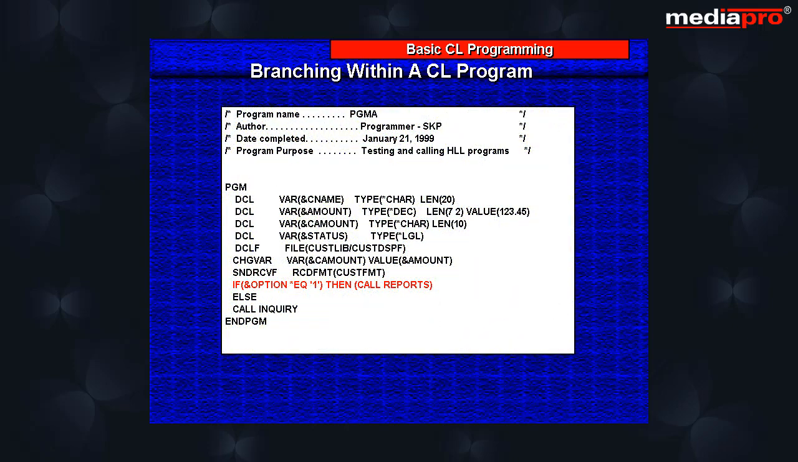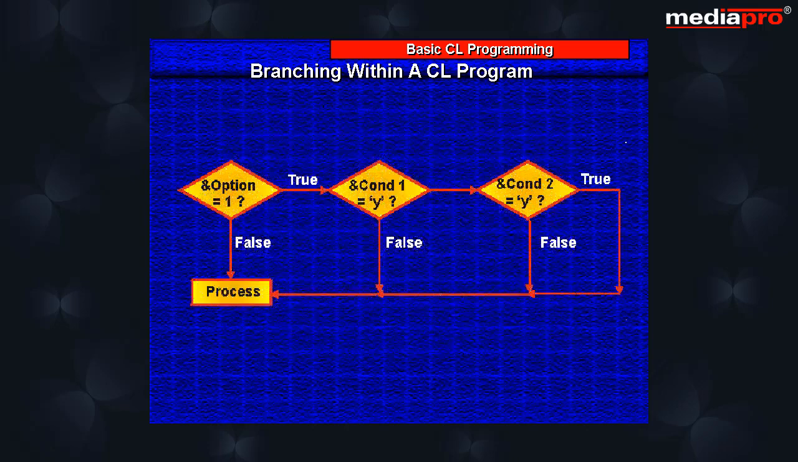In this example, if the value of option is equal to 1, then a program named reports is called. Otherwise, control passes to the else statement where another program inquiry is called. You can also have nested if structures. Let us take a look at an example.